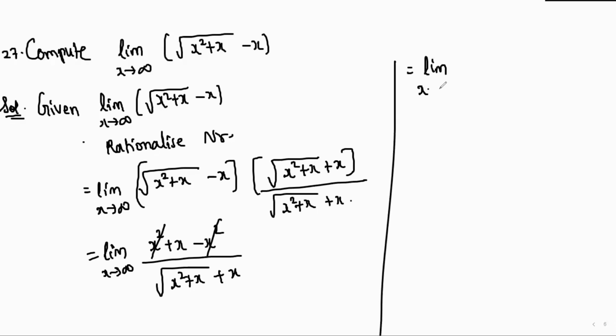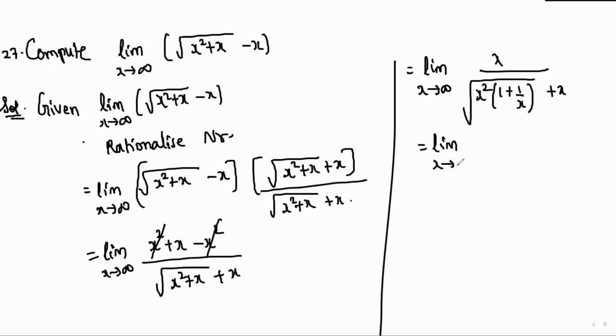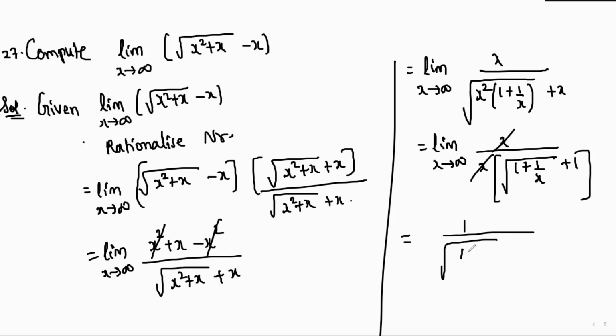Now limit x tends to infinity x by, from the denominator if I take x square common within the root, we will get 1 plus 1 by x. And if I take this x square out, it will become x. And if I take that x common, we will get root over 1 plus 1 by x plus 1. Now this x and this x get cancelled. Now we can apply the limit 1 by root over 1 plus 0 plus 1. So as x tends to infinity, 1 by x tends to 0. So that is 1 by 1 plus 1, which is equal to 1 by 2.